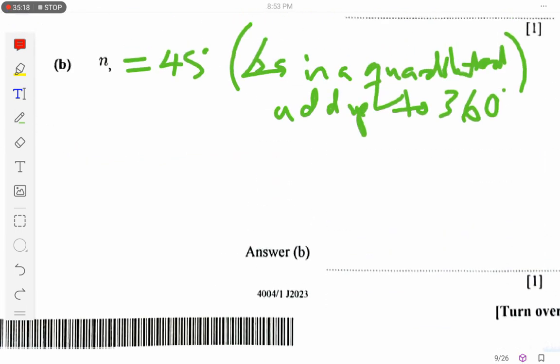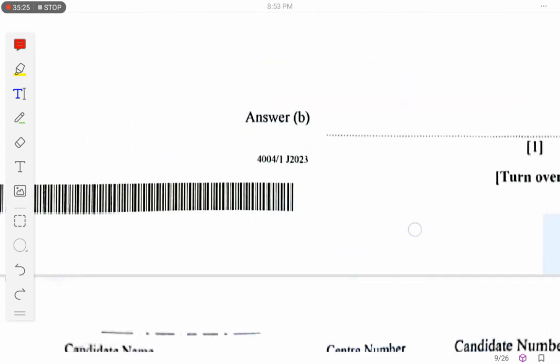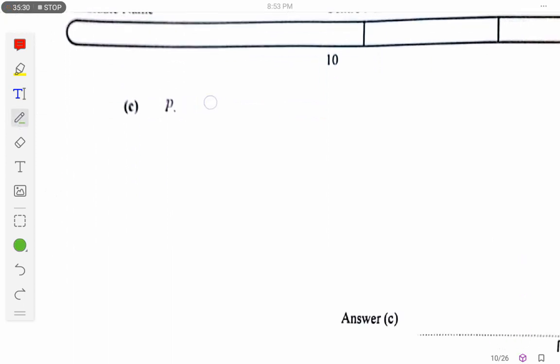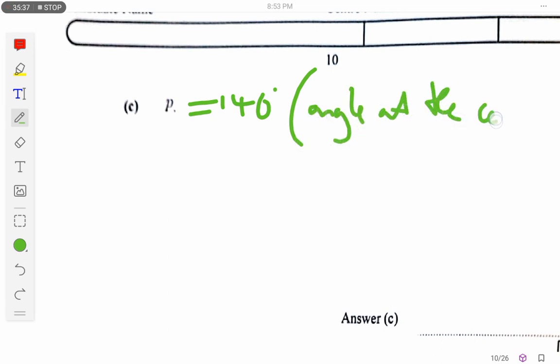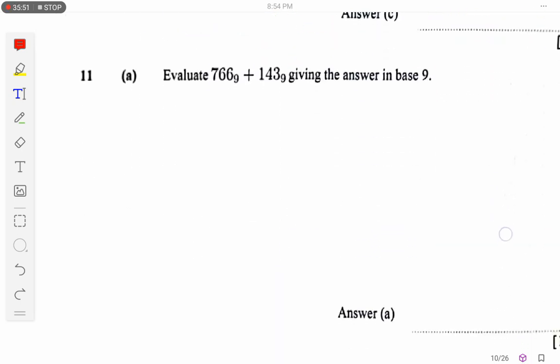P, okay, let me see, my P was 140. The reason was the angle at the center is twice the angle at the circumference, guys. So we can say our P is 140 degrees. Reason: angle at the center is twice the angle at the circumference, like that. Okay, so that's the reason. Let's move on.